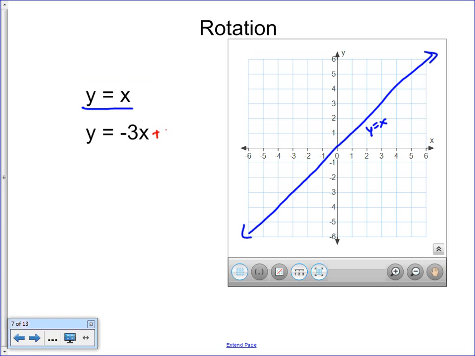So a y-intercept of 0. And I got to go down 3 and over 1 for my slope. So 1, 2, 3 over 1. There's my second line, or second dot. Let's make our line. So something like that. So notice in this case, it's spun that way and centered around here. So there we have a rotation.